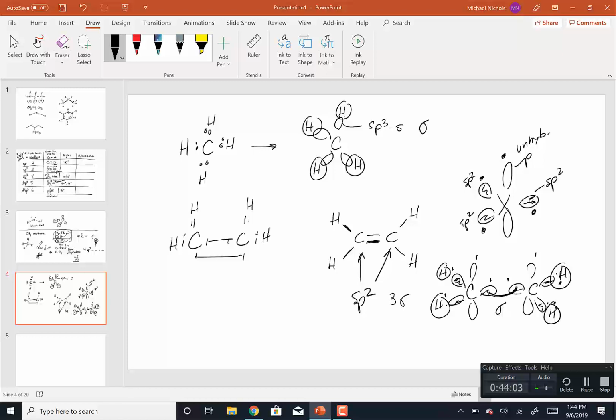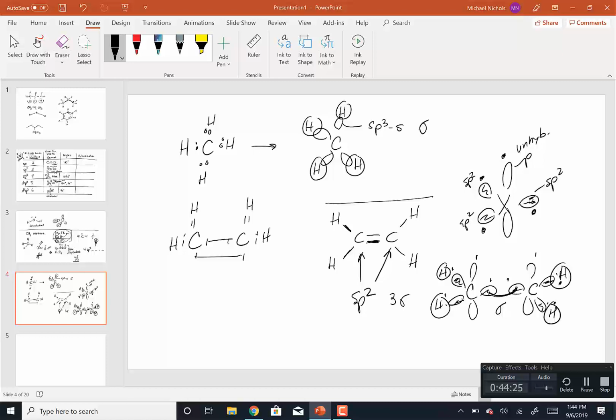So I think the book likes to give you a structure, maybe even a structure like this, and it might say, how many sigma bonds does it have? And you would go 1, 2, 3, 4, 5. It has 5 sigma bonds. How many pi bonds does it have? 1. So a double bond is 1 sigma, 1 pi. A triple bond is 1 sigma, 2 pi's.